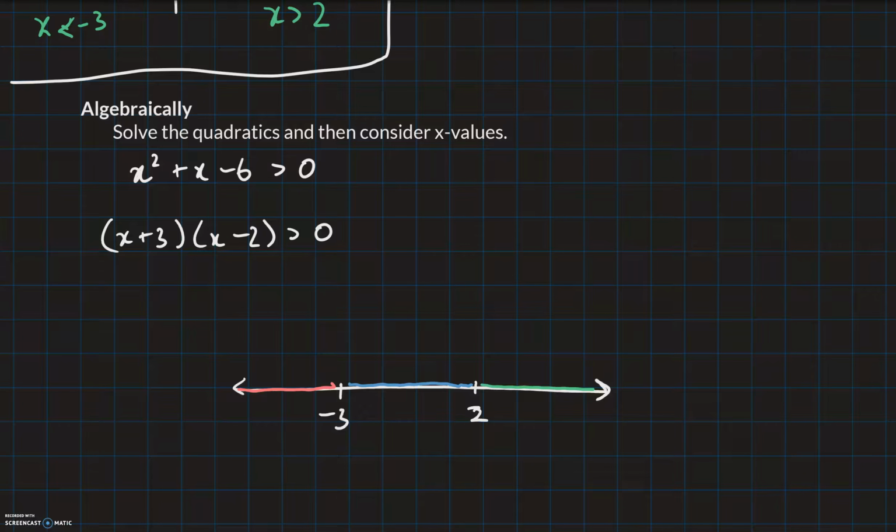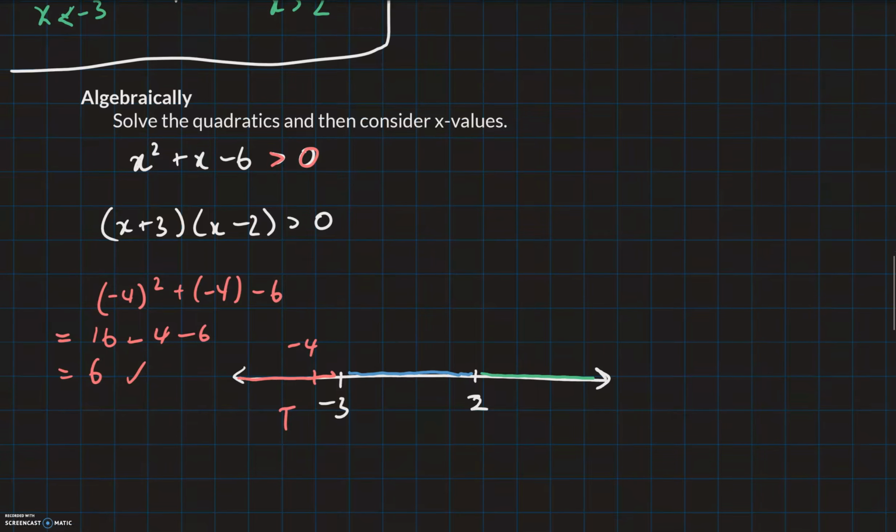Now that I've done this, I'm going to actually substitute a few values in. So for example, I'm going to pick a number that's less than -3. Let's go -4. When I sub it into my inequality, I get -4 squared plus -4 minus 6, which gives me 16 minus 4 minus 6, which gives me 6. Now, I need to check, is 6 greater than 0? Well, that's true. So this area is true. So I know for my inequality, I'm going to have x is less than -3 for this region on the left.